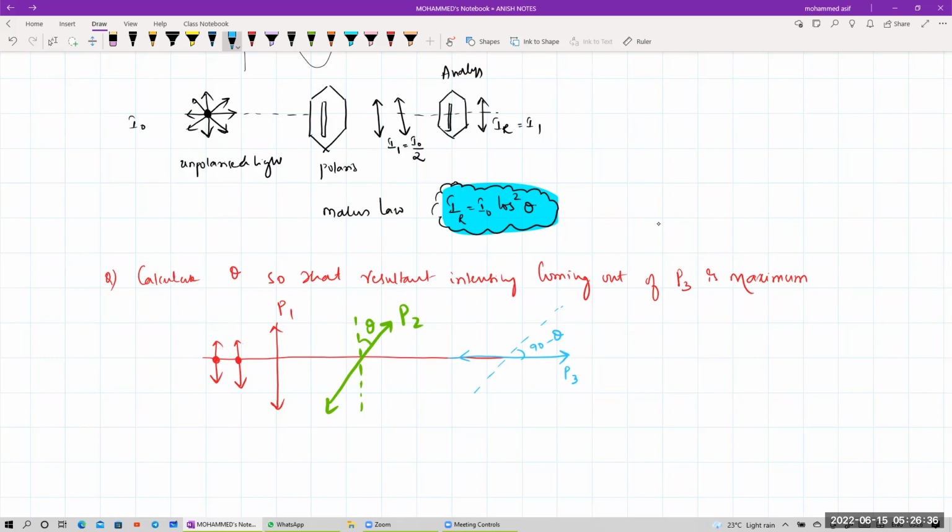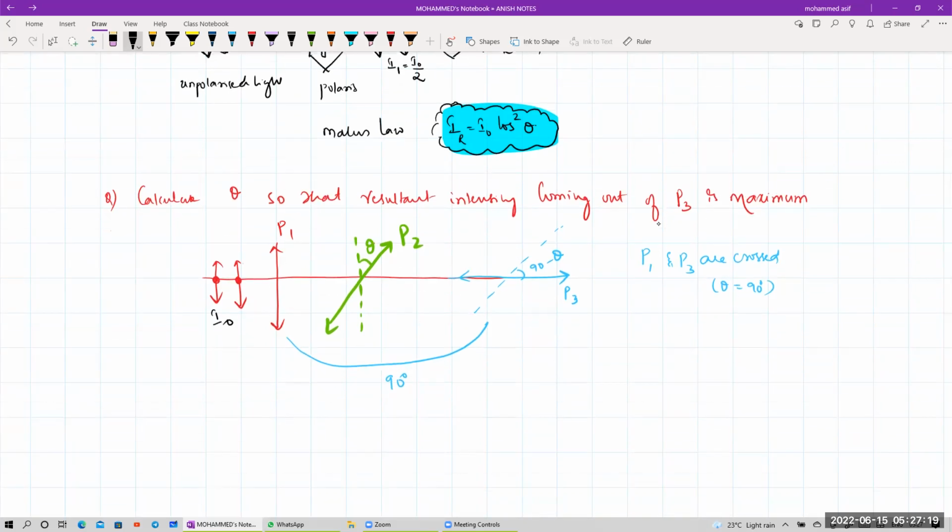Clear? Yes, sir. Here P1 and P3 are crossed. And the angle between them is how much? 90 degrees. Because this is completely vertical, this is horizontal. So the angle between 1 and 3 is 90 degrees. The one incident here is I naught. So this is polarizer P1, this is polarizer P2, this is polarizer P3. Now the question is, calculate theta so that the resultant intensity coming out of this P3 is maximum.